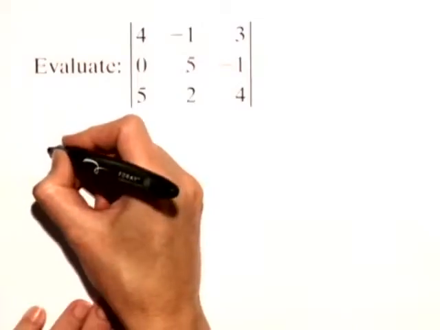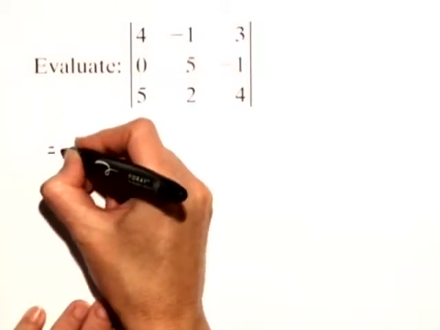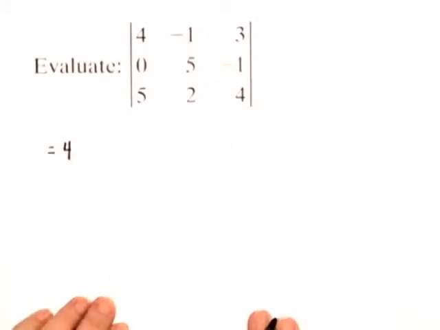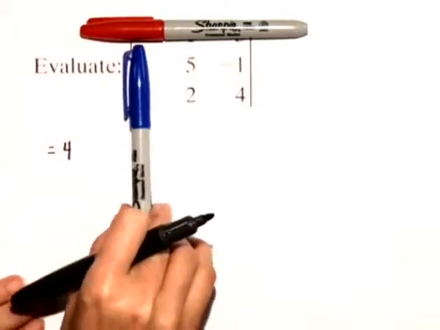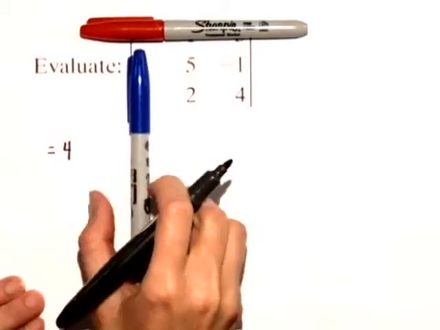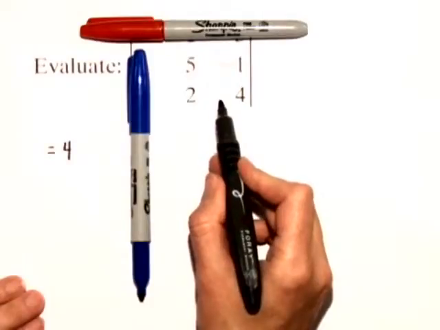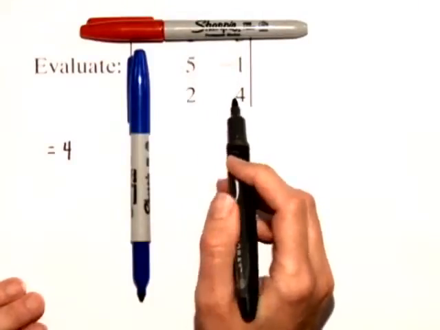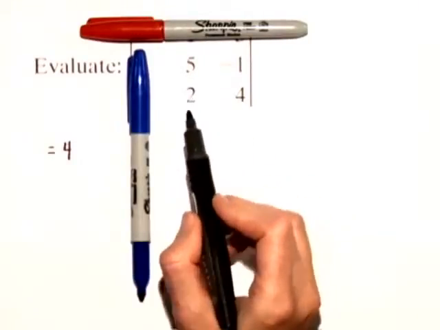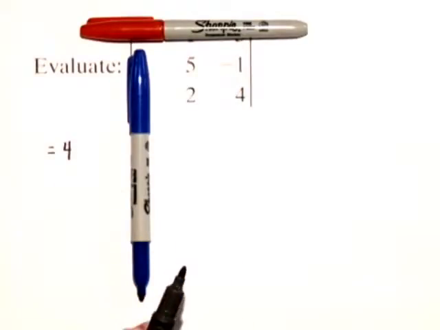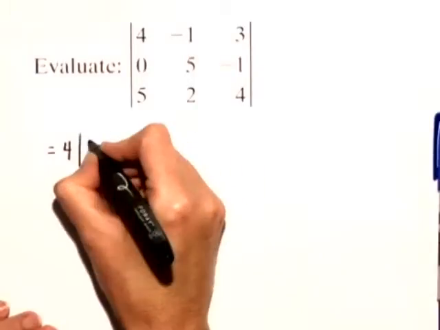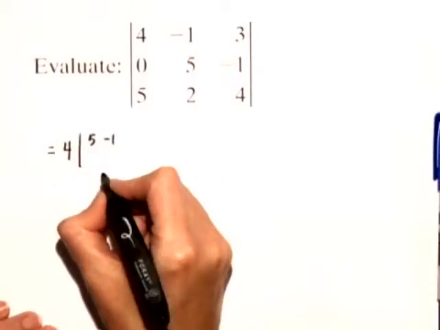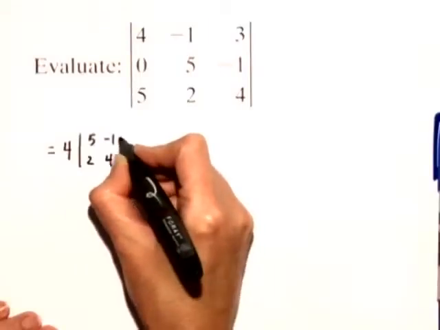this 4. And when we expand across the minors, what we're really saying is if we cross out the row that 4 is in, and we also cross out the column that 4 is in, we'll have a smaller 2 by 2 matrix left, or a determinant. And that will be what we multiply the 4 by. So we'll take the 4 and multiply it by the determinant 5, -1, 2, 4.